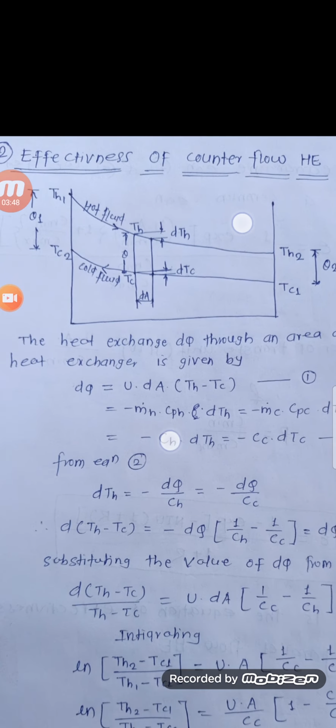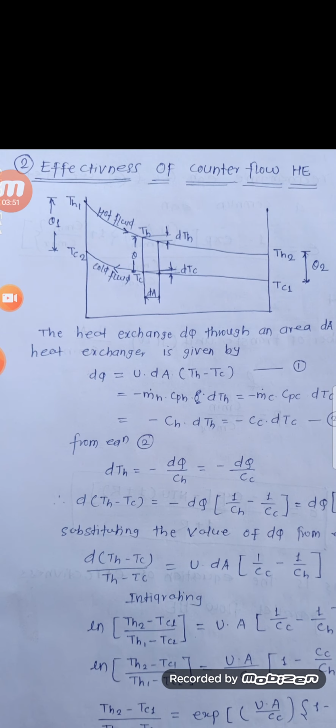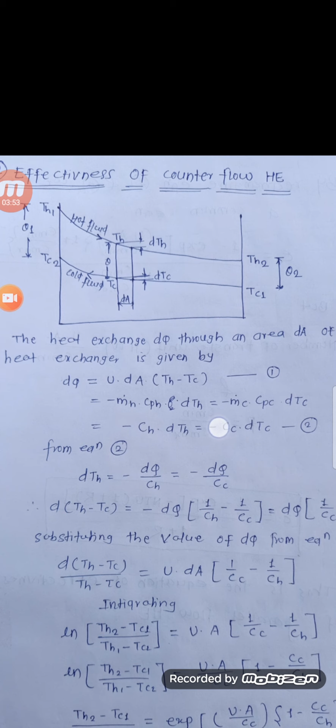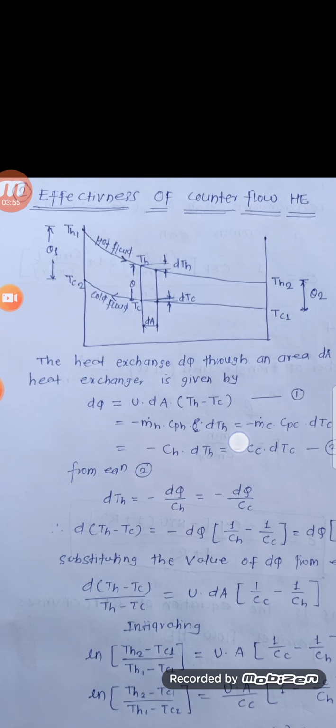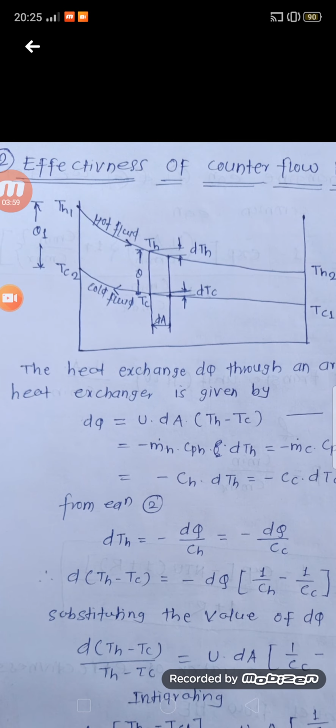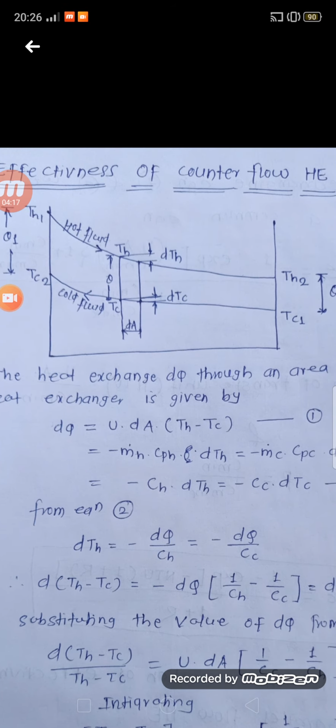Now we start the derivation. The heat exchange dq through an area dA of the heat exchanger is given by the following. For this elemental area dA, what is the value of the heat exchange? There is a small element, so the heat transfer is also small, so we consider the small heat exchange dq. What is the value of dq? dq is equal to U into dA into bracket TH minus TC.